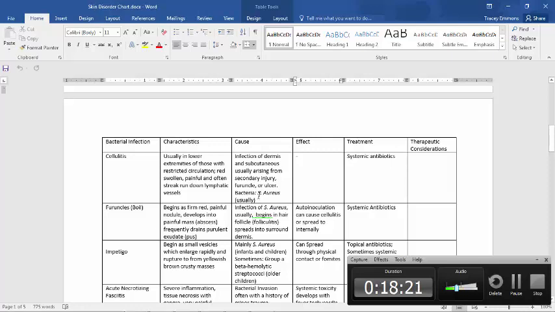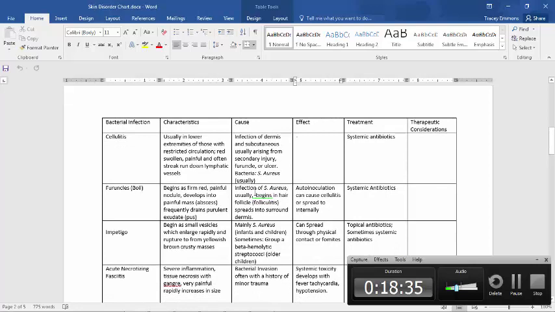Common cause is Staphylococcus aureus, staph, and one of the ways to treat it is through systemic antibiotics, which are going to hopefully get rid of the infection, and it's going to clear the redness.